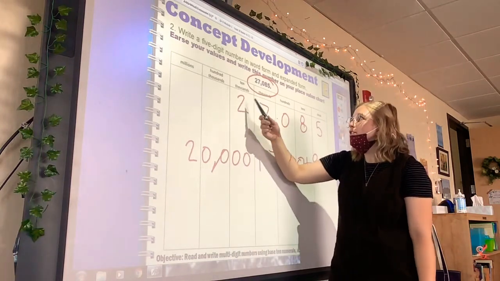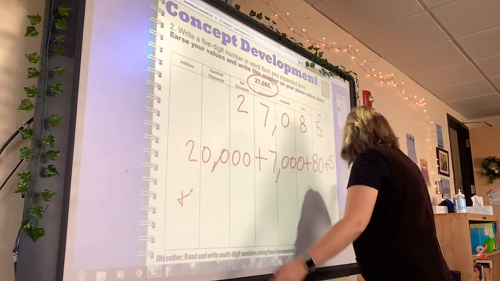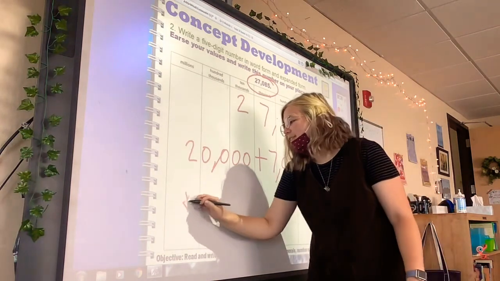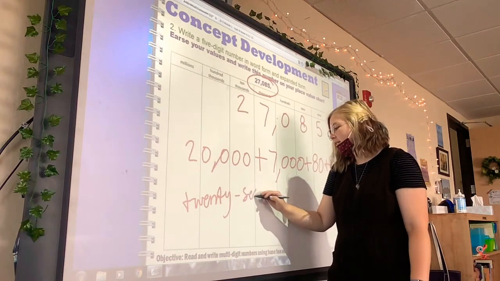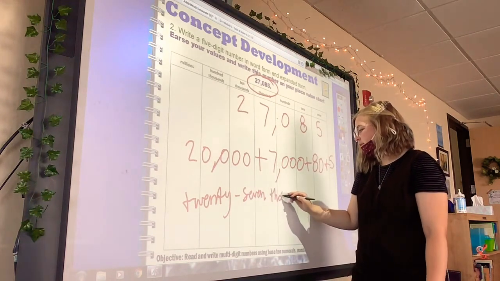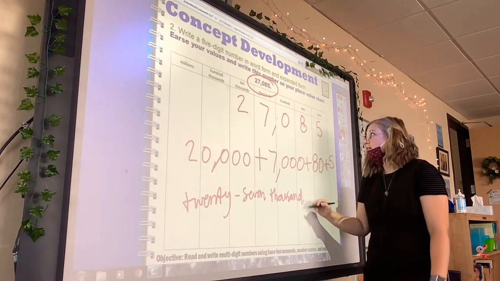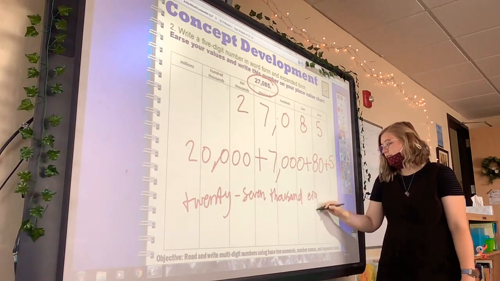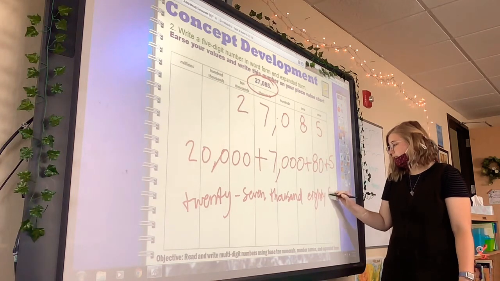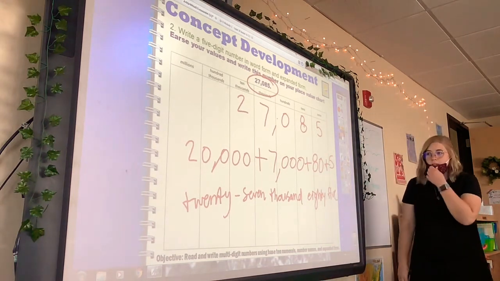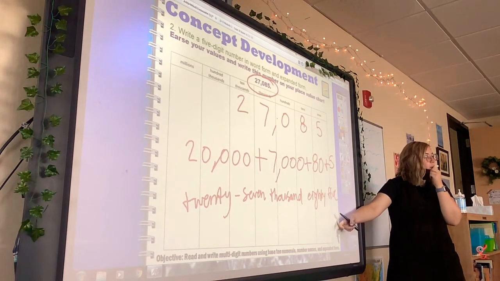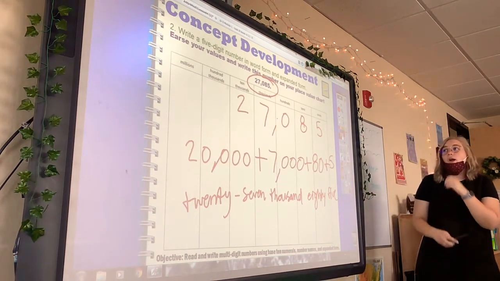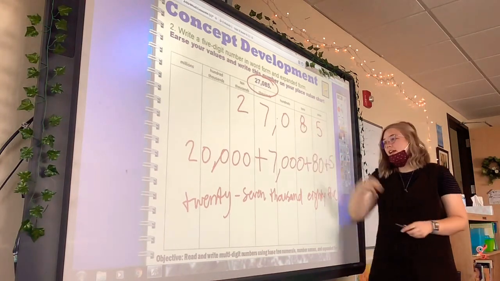So I have 27,000 85. You don't have to write this, just look up here. So this is word form, my friends. Does everybody see why it's called word form? Because it's in words, right? I wrote the number in words.